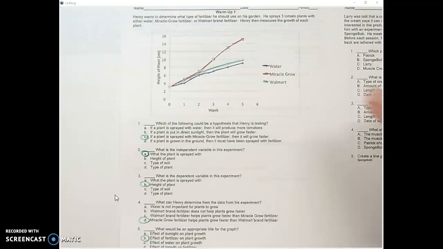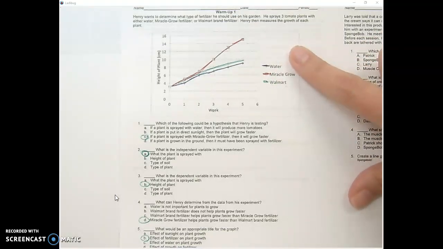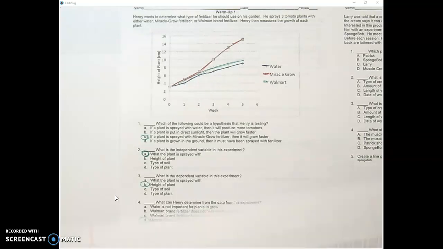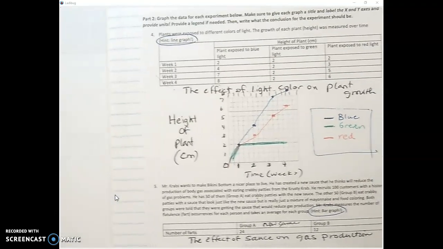So we went through this experiment and identified the different parts of the experiment. We practiced that again that we did yesterday. We also went over the homework, which was on page 8 and 9 in your notebook. I want to show that to you as well.